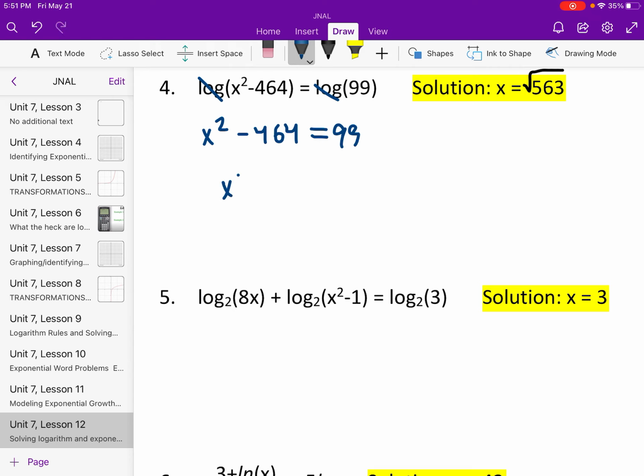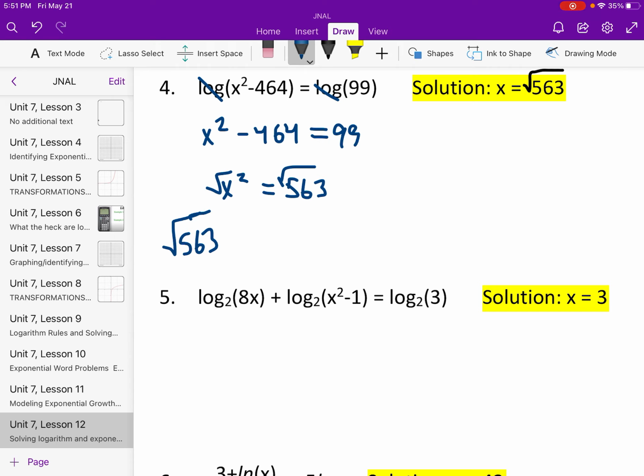x squared equals 563. And you take the square root, and you might think you get positive and negative square root 563. That's the answer, but you can't have a negative logarithm, so we only have positive square root of 563. Can that be broken down further?